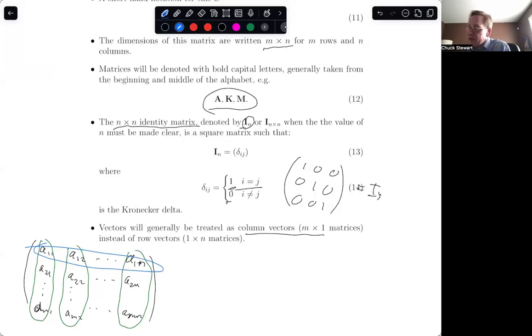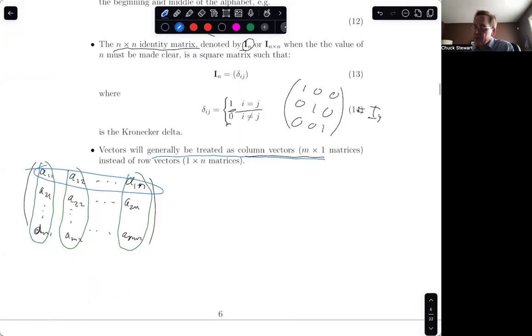But generally, vectors will be treated as column vectors, an m by 1 array matrix, instead of row vectors. This is a little bit in contrast to what's in NumPy. NumPy looks like row vectors, but in most cases you can treat them interchangeably without too much trouble. But be very conscious of this. The convention in most linear algebra work is to think of column vectors. A vector is a column vector.